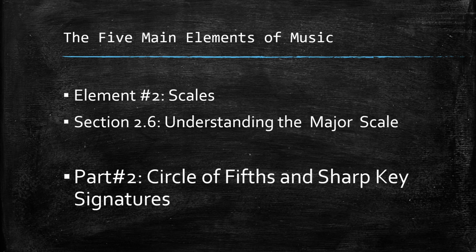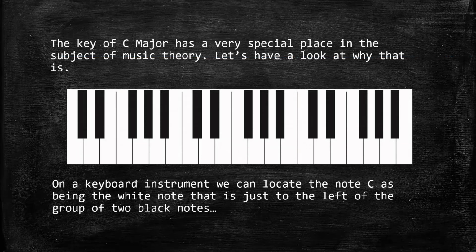Element number 2, Scales. Section 2.6, Understanding the Major Scale. Part 2, Circle of Fifths and Sharp Key Signatures. The key of C major has a very special place in the subject of music theory. Let's have a look at why that is.